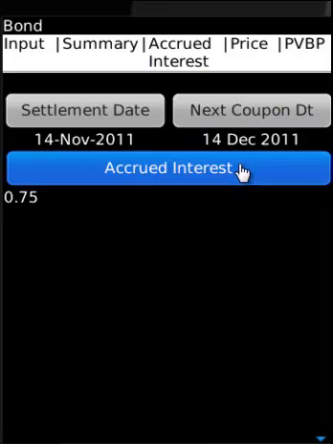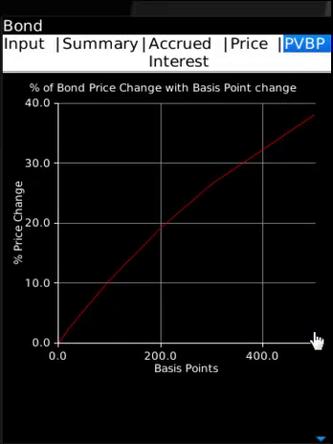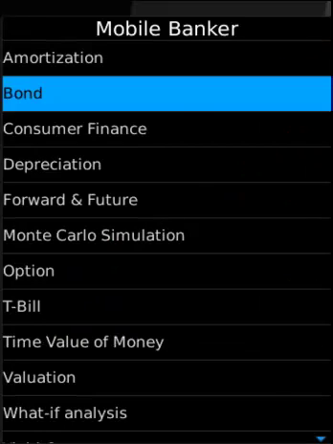We calculate again. This is the same thing. Price, here we see the fair price, then we see the conversion value, and option price here, expiration time, and this is how the bond price looks. So percent price value of a basis point. So we just covered bond.